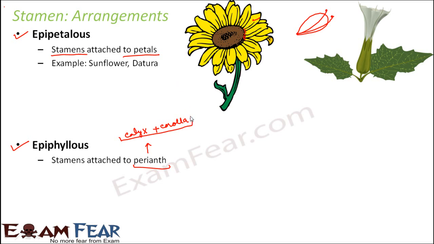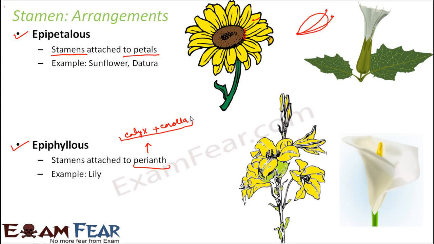So now in flowers where the stamens are attached not only to petals but also to the sepals, the stamens, petals and sepals are all attached to each other. That is known as epiphyllous. Some examples where we see this is lily. Here you can see the stamens, the petals and the sepals. Here again, you do not see the sepals very separately because they are all attached to each other. So that is known as epiphyllous.